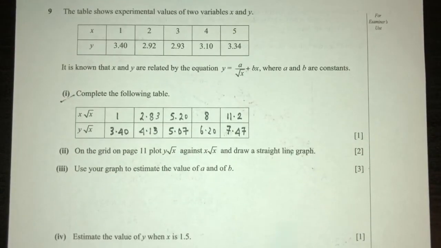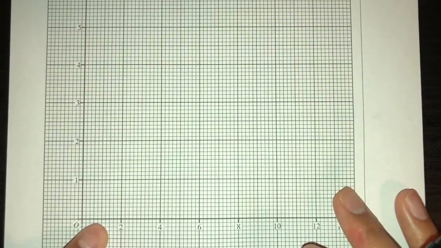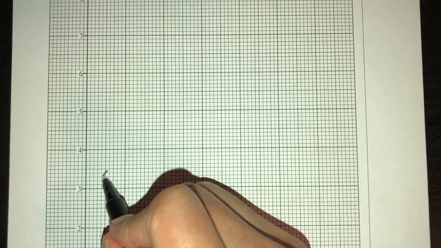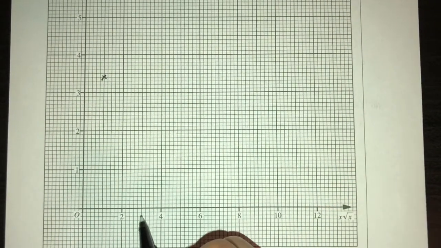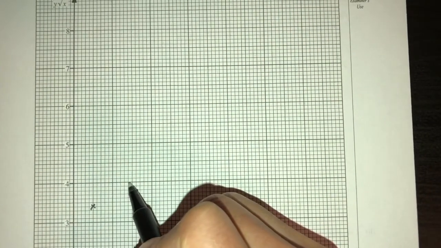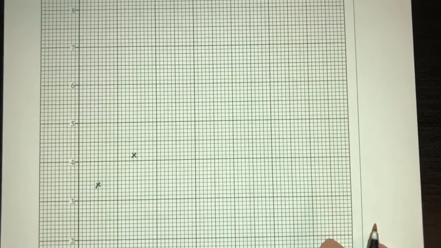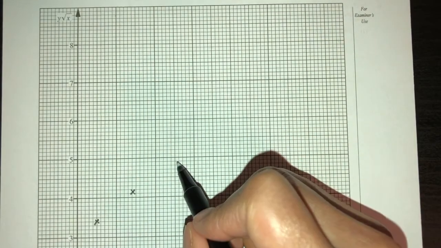We have to plot the graph. So let's do this. The first point we have is (1, 3.4), so 1 will be here, and 3.4 will be right here. And then we have (2.83, 4.13), so 2.83 will be somewhere about this point, and 4.13 should be somewhere about here. And then we have (5.2, 5.07), somewhere over here.